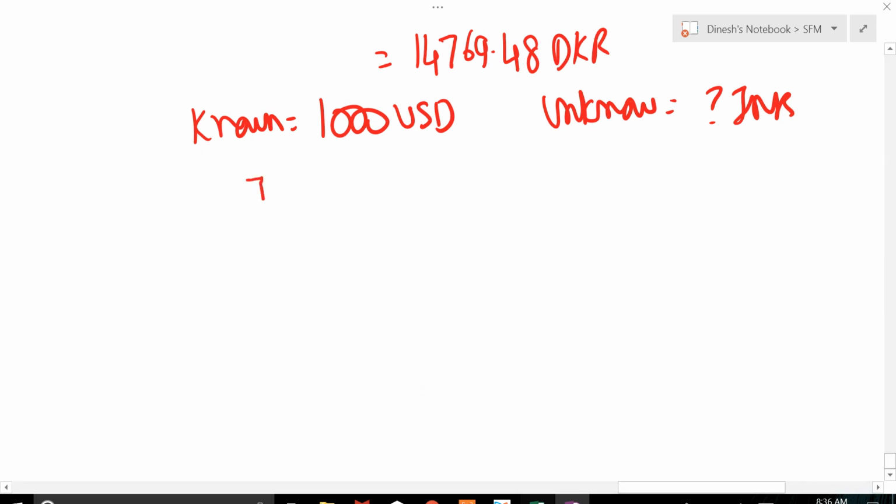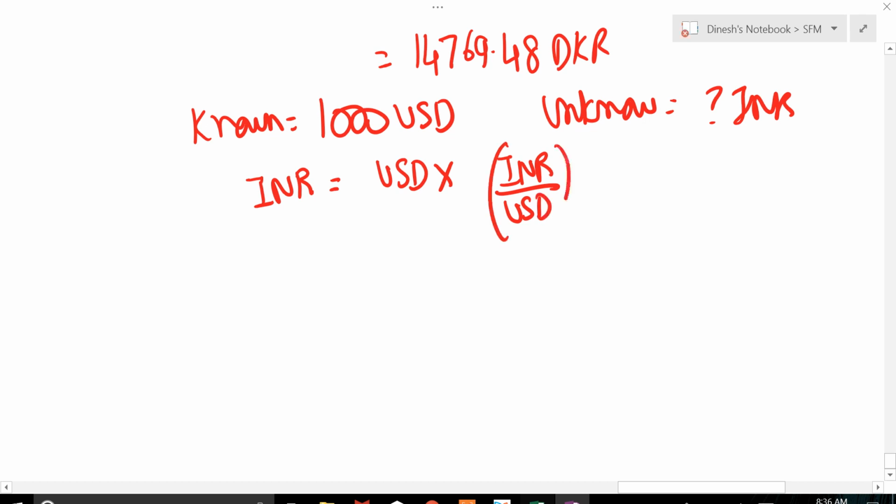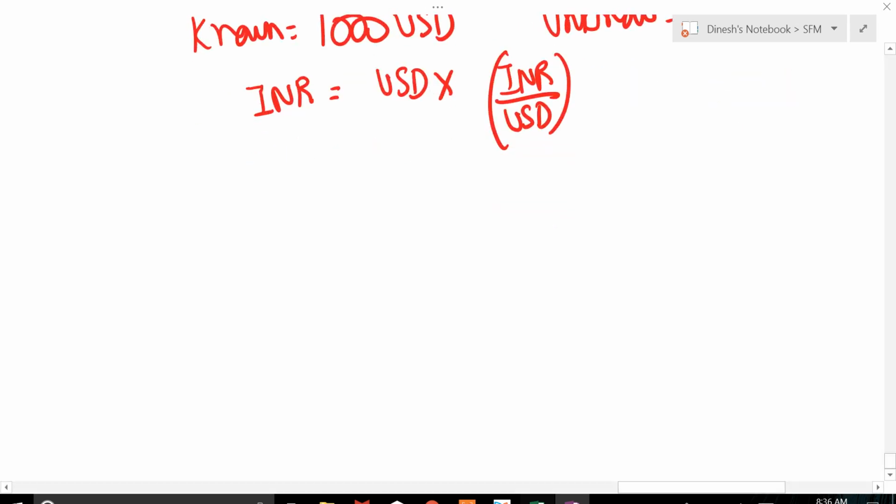INR is equal to USD into INR per USD. Any doubts on this? Stage 1. In stage 1, you arrive at a formula. Second stage. Any doubts till now? What are we doing with the denominator currency?